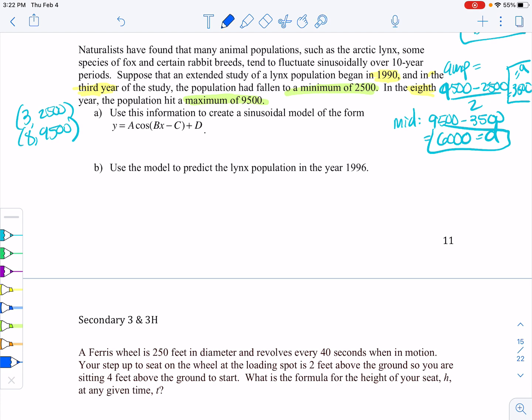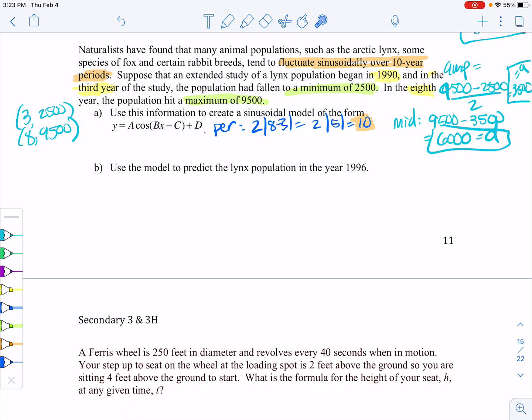So the period is going to be 2 times the 8 minus the 3, which gives us 2 times the absolute value of 5, which gives us 10. Now, this piece of information here is also told to us in the problem right here, that it fluctuates sinusoidally over 10-year periods. Remember, period is another name for cycle, or the wavelength. So the period is 10. So we could have found it using our x values or using the information that was given to us.